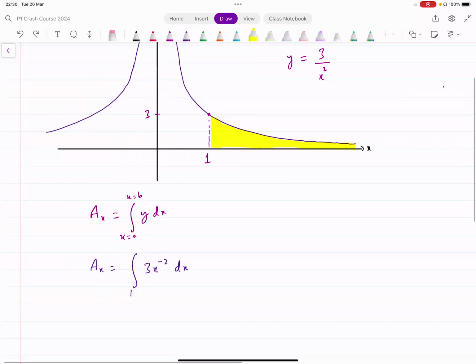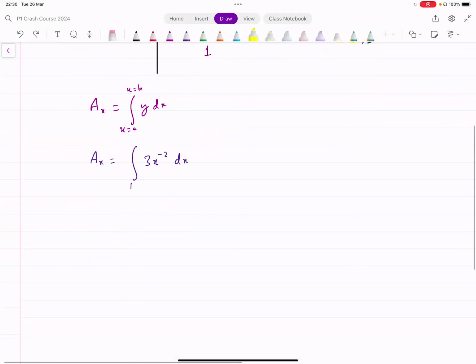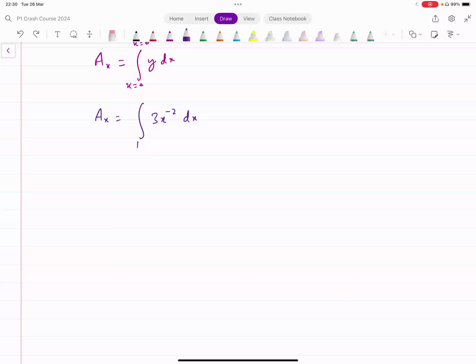So we have 3x raised to the power negative 2. That's the function. Limits are from 1 to what's the maximum value? There's no maximum value. We can say the limits are from 1 to infinity. So the upper limit, we could say, is infinity. All right. That's what the integral looks like.